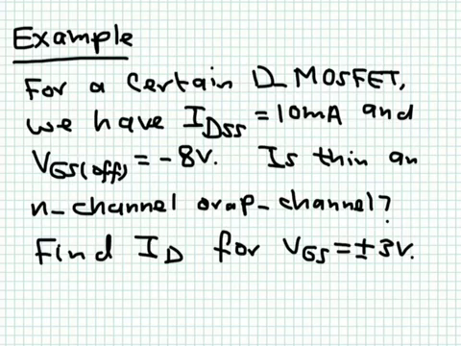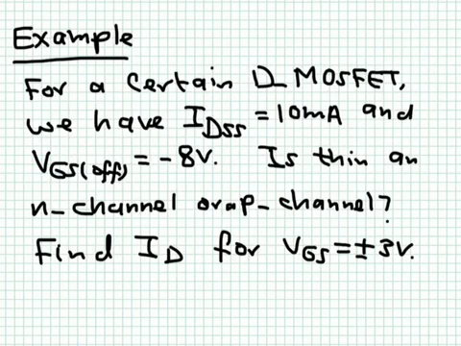Okay, let's consider an example here. For a certain D-MOSFET transistor, IDSS is given as 10 milliampere. This is a characteristic of the D-MOSFET. It's going to be given in the data sheet. VGS off is equal to minus 8 volts. So if the gate to source voltage drops below minus 8 volts, you get zero current. There is no channel anymore. Is this an N channel or P channel transistor? And find ID when VGS is equal to plus or minus 3 volts. Of course, because you have a negative threshold means that you are really trying to repel electrons.